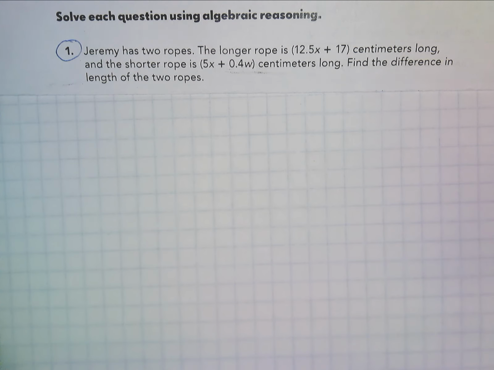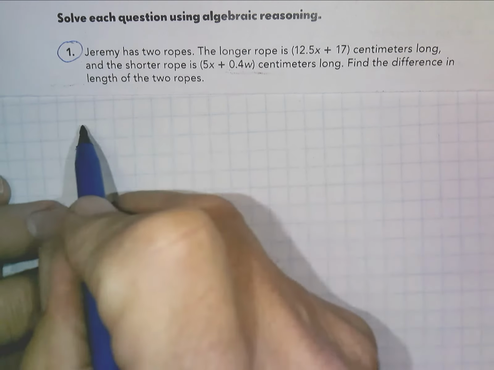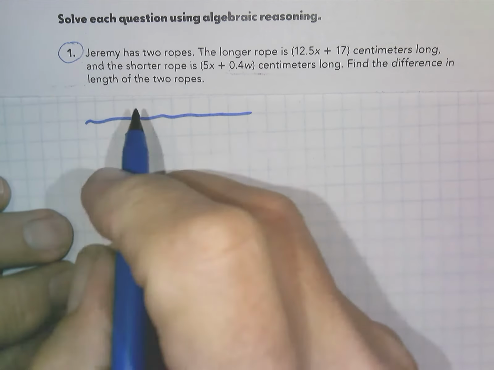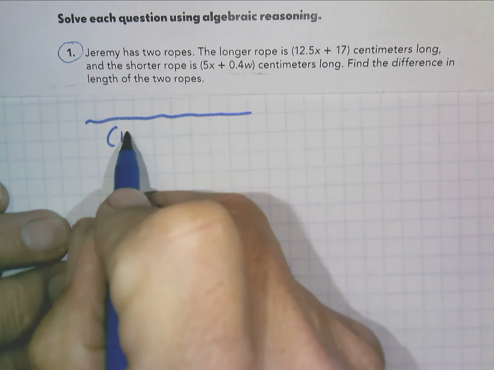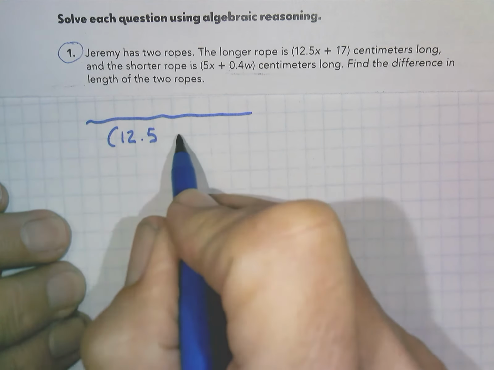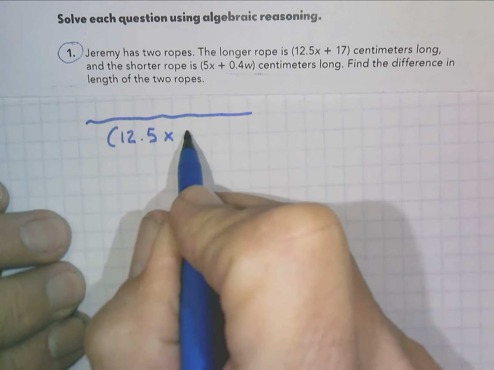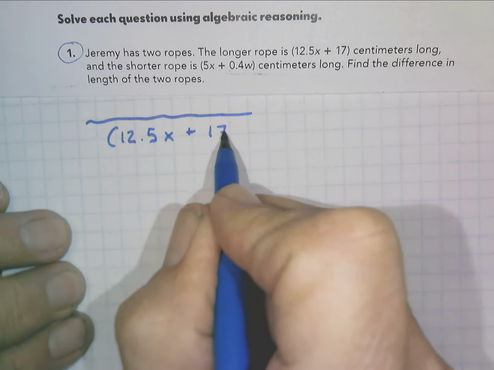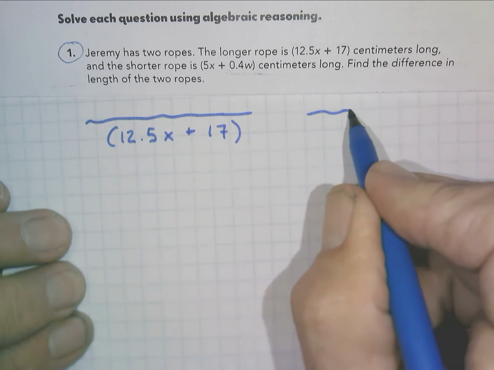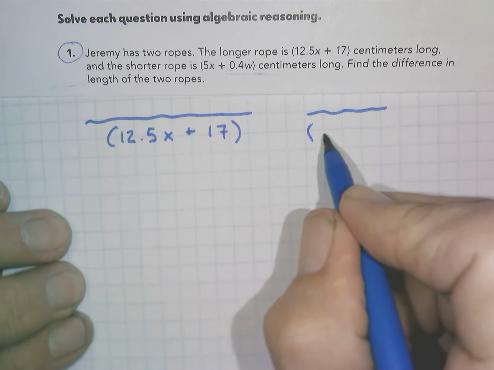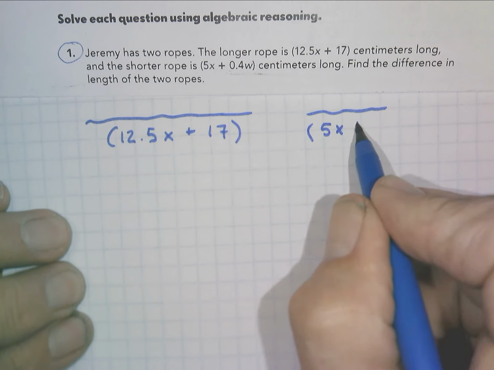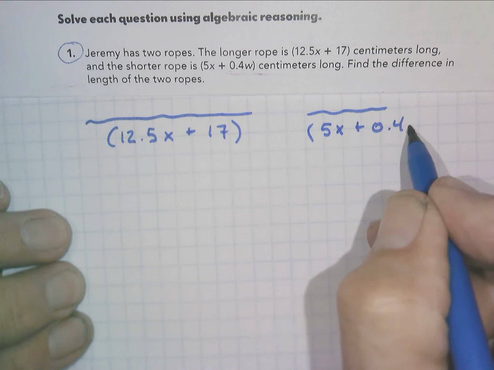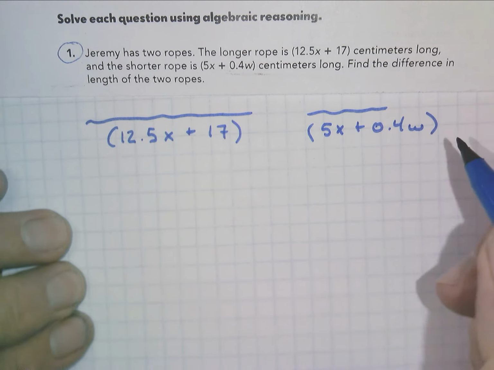And let me just make sure I'm all set up here so I can see what I'm doing. Here we go. All right, good. So the longer rope here is 12.5x plus 17 centimeters. And the shorter rope is 5x plus 0.4w centimeters.